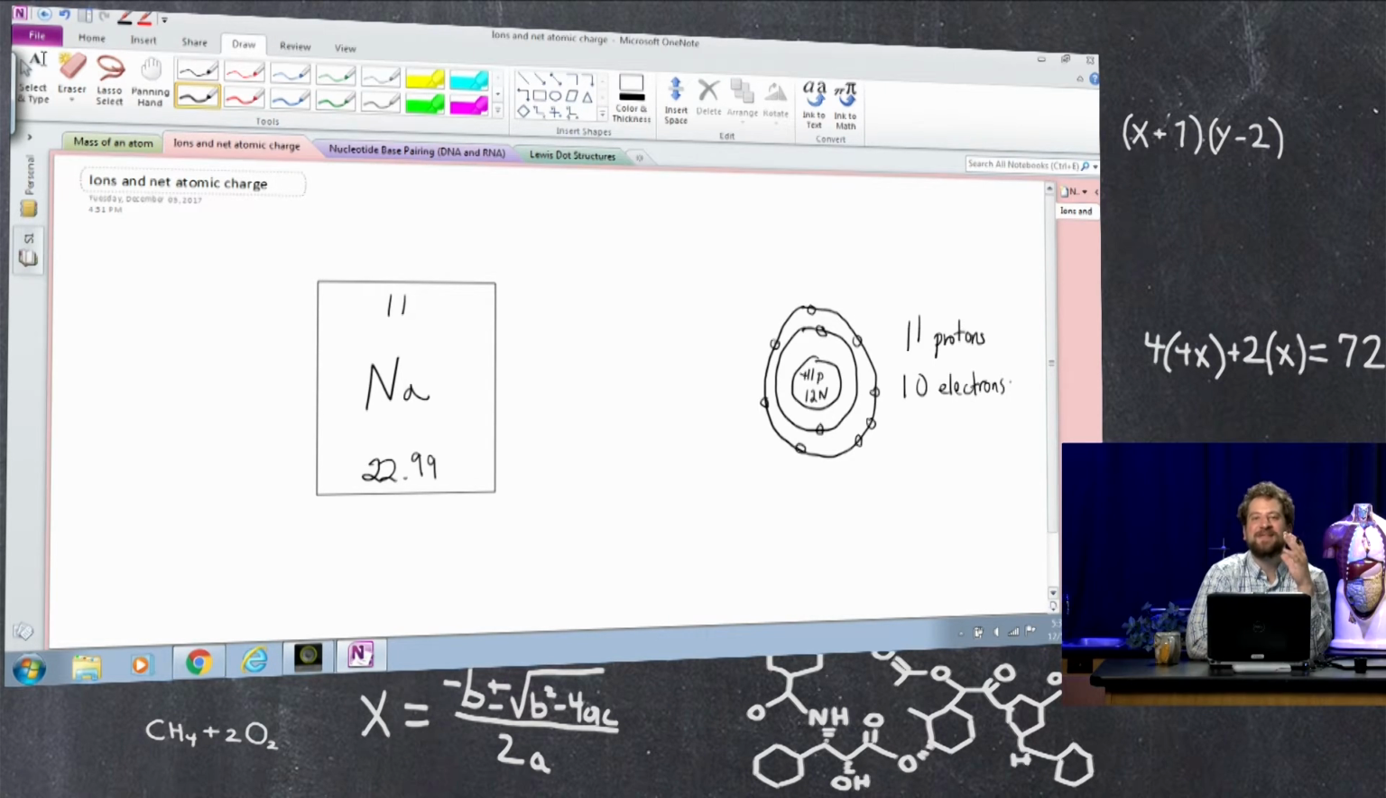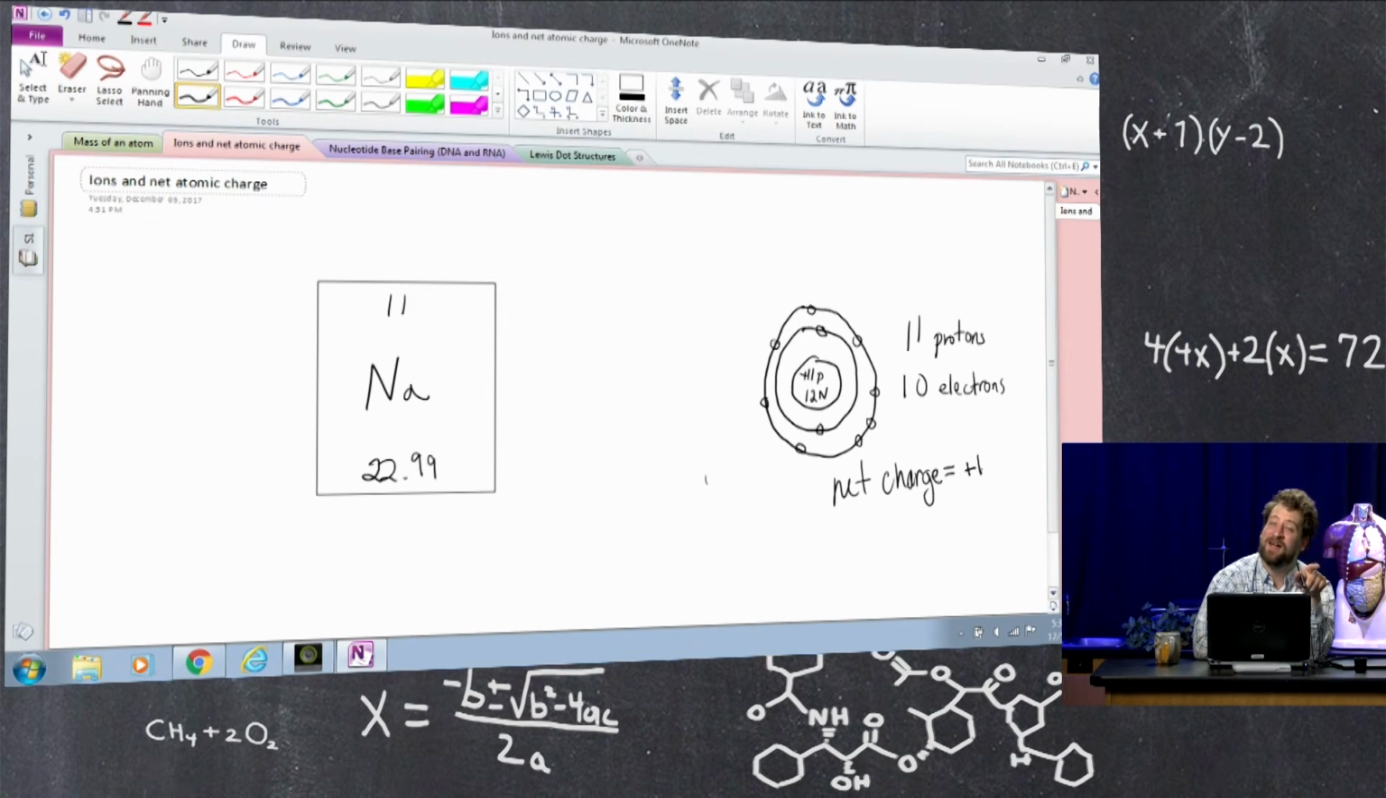Net charge is always the difference between the number of electrons and protons. And whether it's positive or negative depends on whether we have more positive particles or negative particles. So in this case, we have 11 protons, 10 electrons. So we have 11 positive particles, 10 negative particles. So the net charge of this atom is going to be equal to +1. And again, it's no longer going to be an atom. It's now an ion because it has a charge.